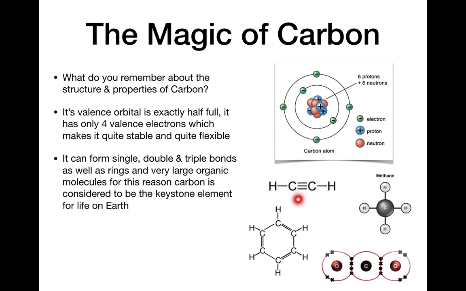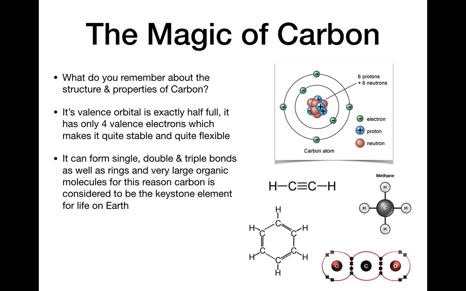So the carbon always has 4 bonds total: 1, 2, 3, 4 for this carbon, and 1, 2, 3, 4 for that carbon, 1, 2, 3, 4 for this carbon, 1, 2, 3, 4 for that carbon. And carbon can also form rings like this, and they make chains of rings. So we have double bond, a single bond, double bond, a single bond, double bond, a single bond. And these rings can be joined to make very, very large molecules. We've already talked about some of them, and we'll talk more about them today.